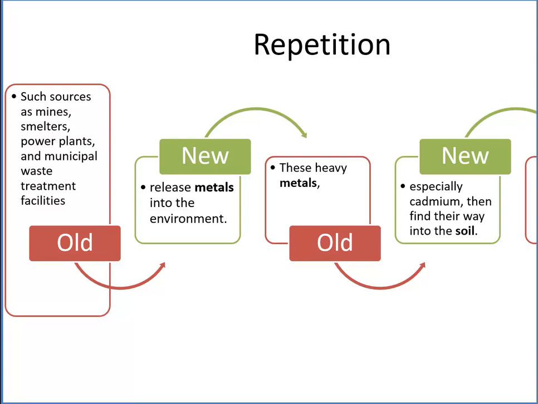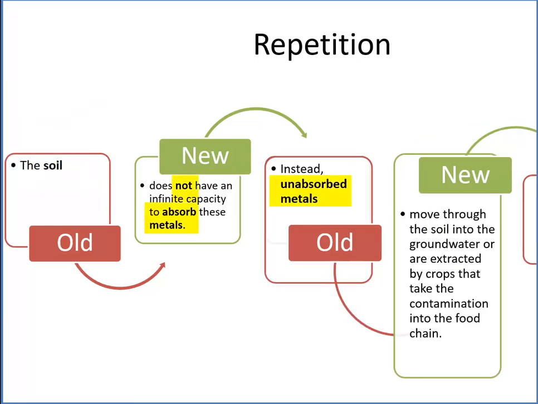We make those links between new and old through repeating a word or phrase in the old part of the sentence from what we had used in the new part of the previous sentence. For example, metals, soil, not absorb metals or unabsorbed metals.